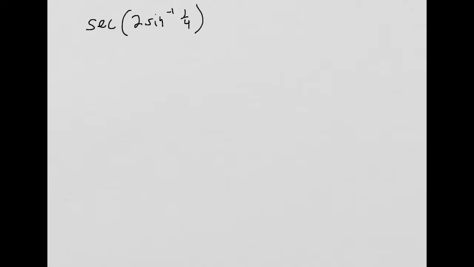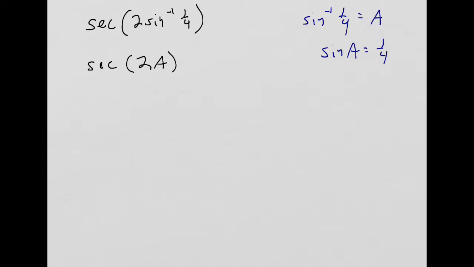Okay, so first things first. This inverse function tells us that sine inverse of 1/4 is equal to some angle. In this case, let's just call it A, some angle A. So we know that sine of A, whatever A is, is equal to 1/4. So that means the secant of 2A is what we want to find. All we did is replace the inverse function with this angle A.